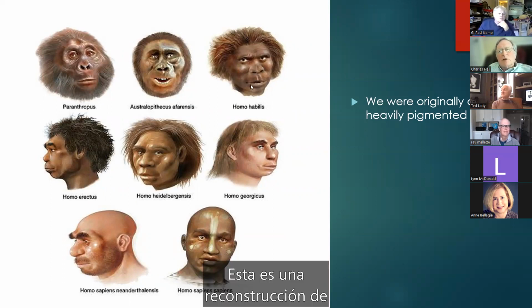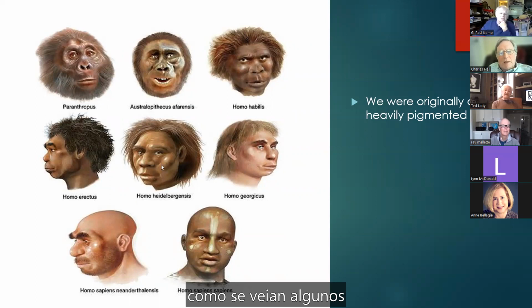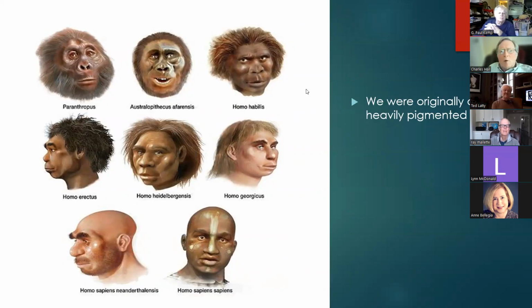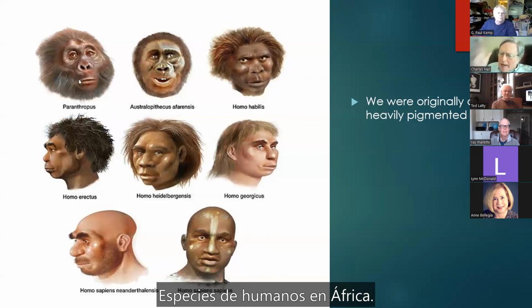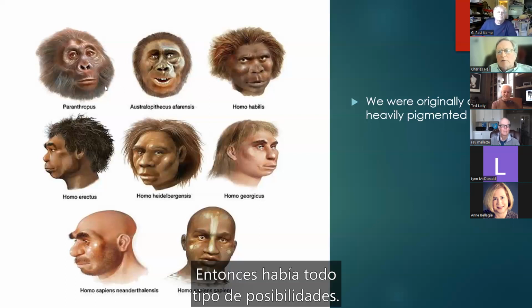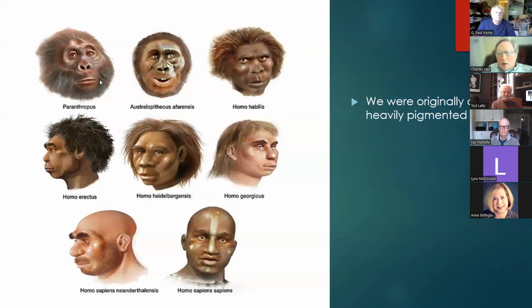Now, this is a reconstruction of what some of these ancestors probably looked like. They're not just skulls, they were people or proto-people. There were at one time simultaneously 8 independent human-like species in Africa, they think. And so there were all kinds of possibilities for what we might end up looking like or being.